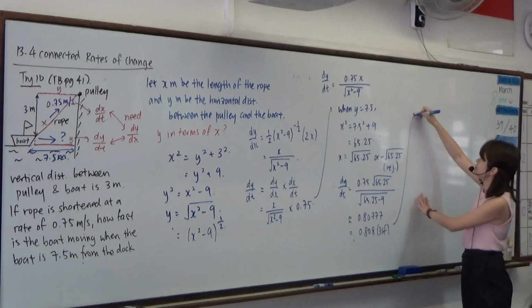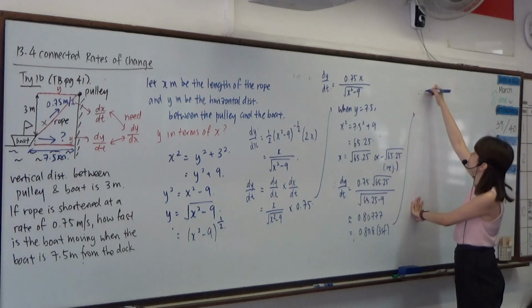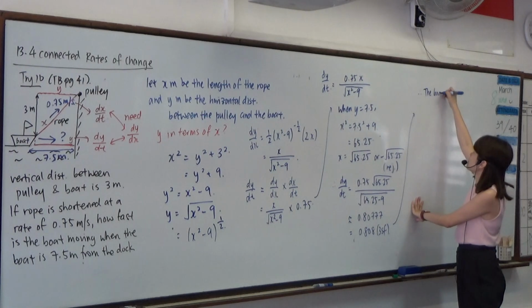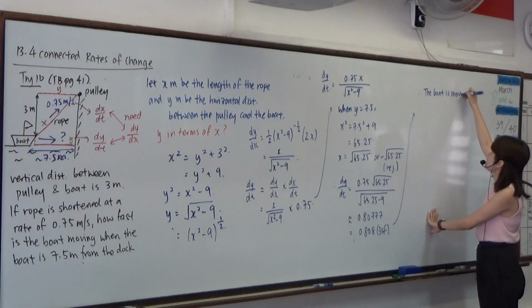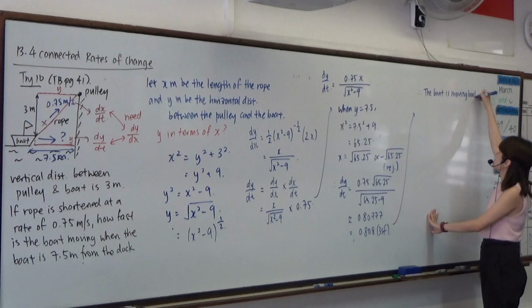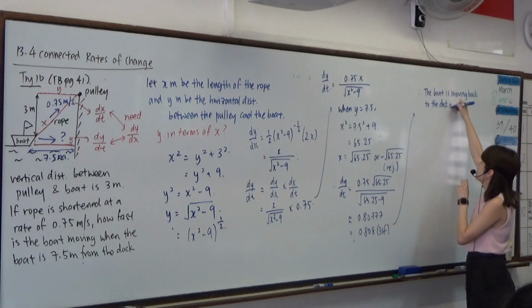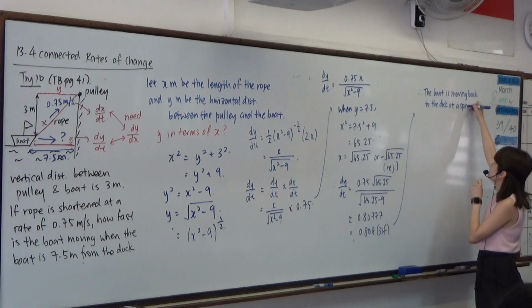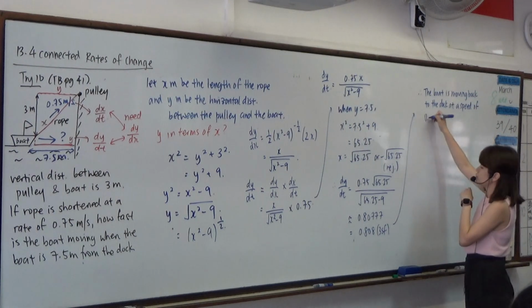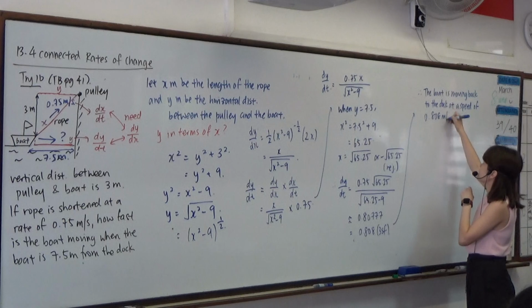So therefore, our boat is moving back to the dock at a speed of 0.808 meter per second.